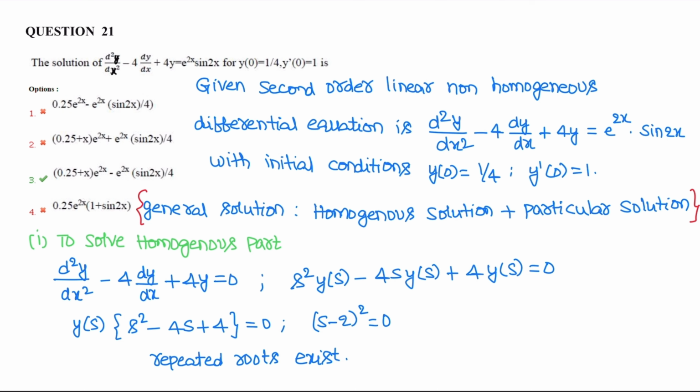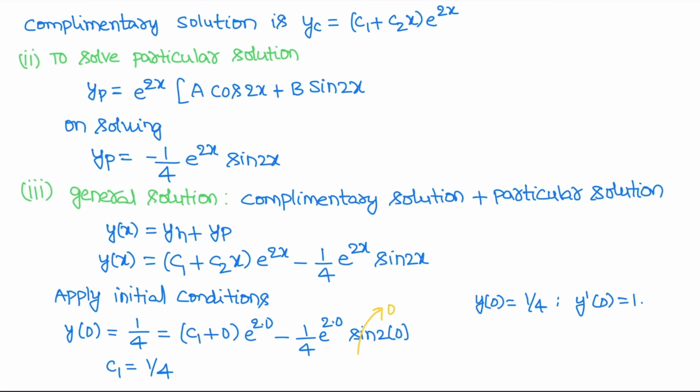So apply Laplace transform. The roots are s is equal to 2 comma 2. Repeated roots exist. For repeated roots, complementary solution is yc is equal to (c1 plus c2x) into e power 2x. This is the complementary solution. Next is to solve the particular solution. So particular solution yp is equal to e power 2x (a cos 2x plus b sin 2x). And solving, particular solution is minus 1 by 4 e power 2x into sin 2x.